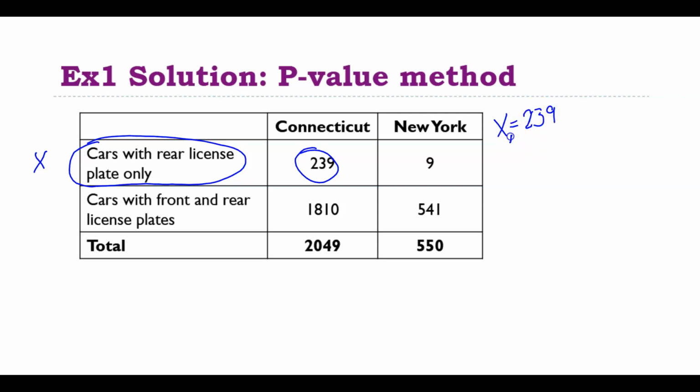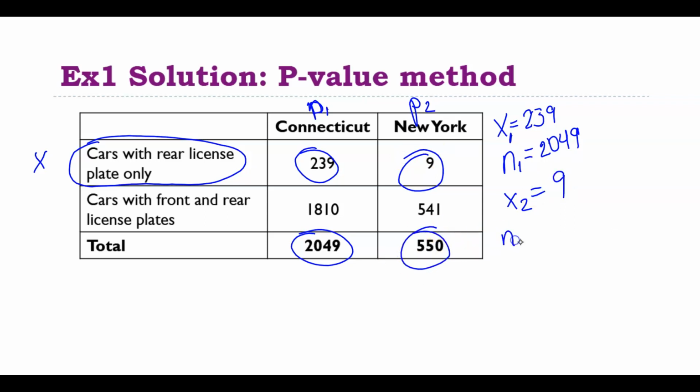The total number is N1 for the first population, and population 1 would be Connecticut. New York will be population 2. The total number is 2049. Then X2 is for the second population. The successes, which are the cars with rare license plate only in New York, is 9. And the total number, N sub 2, is 550.